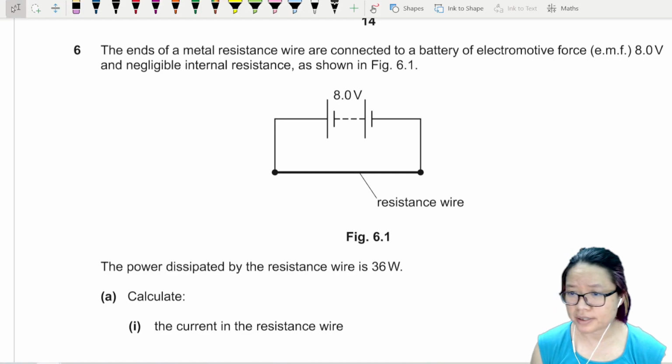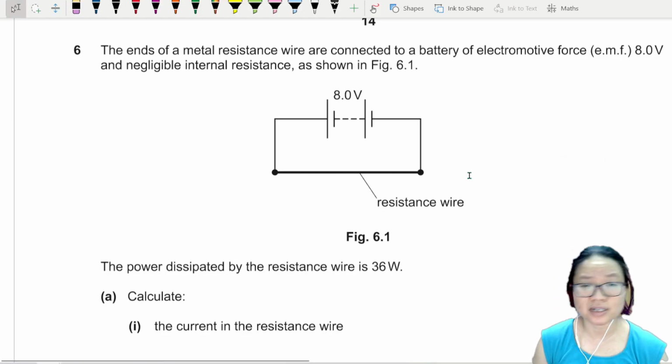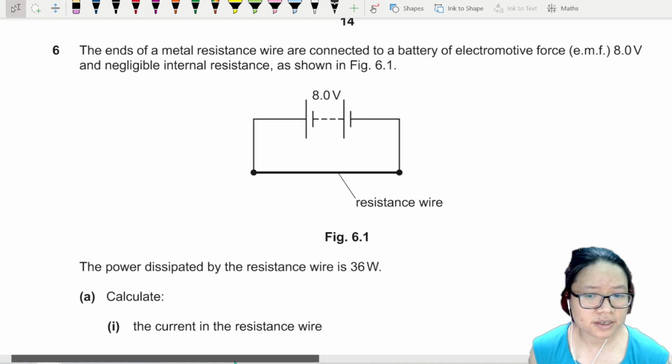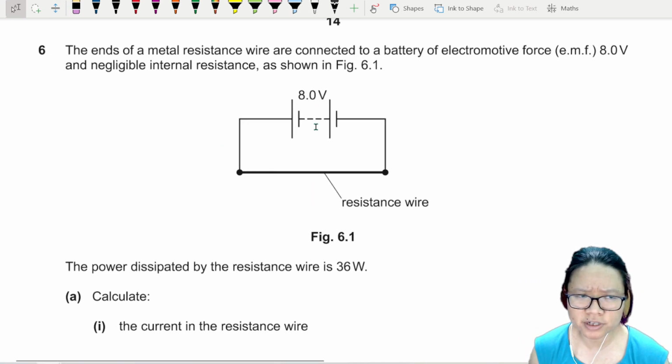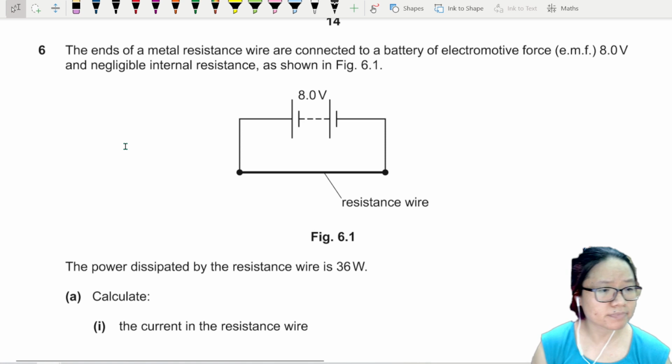Let's look at question 6. So question 6 is a circuit question. And here it says the end of a metal resistance wire is connected to a battery. So just a wire and a battery, very vanilla. There's no internal resistance. Nice.